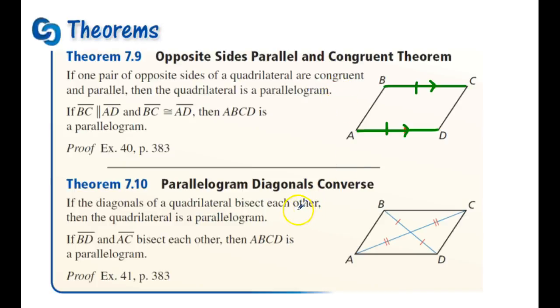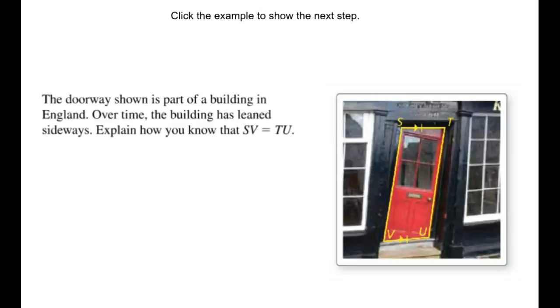So here's theorem 7.10, the parallelogram diagonals converse. So if the diagonals of a quadrilateral bisect each other, right, cut each other in half, then I know that it is a parallelogram. So keep these theorems in mind as we're working through the next few examples.